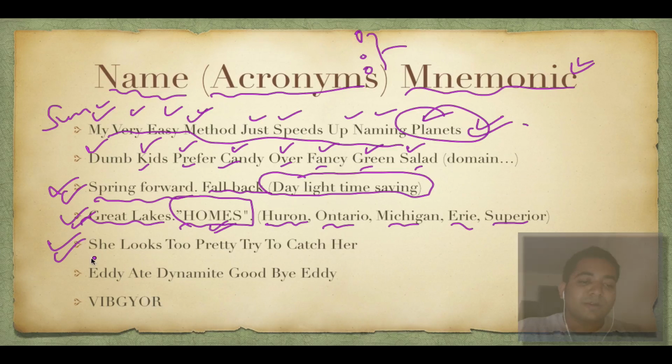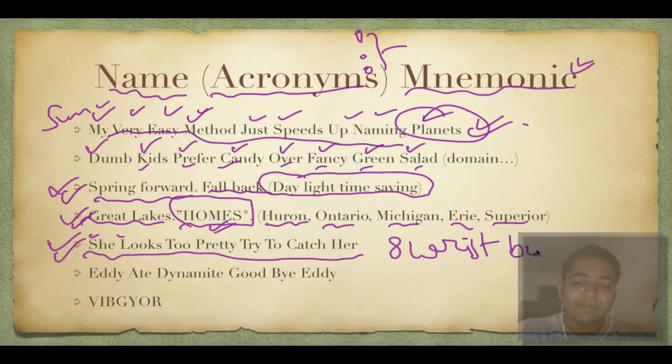Then of course I am a doctor, so medical science has to come. She looks too pretty, try to catch her. It has nothing to do with the statement per se, just forget it and remember the first letters. This refers to the 8 wrist bones. I'll not be naming them, but quickly: scaphoid, lunate, triquetrum, pisiform, trapezium, trapezoid, capitate and hamate.